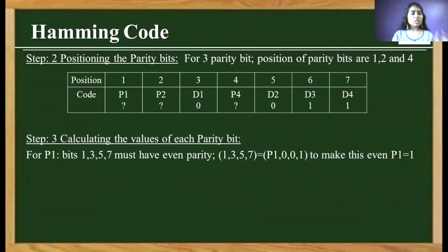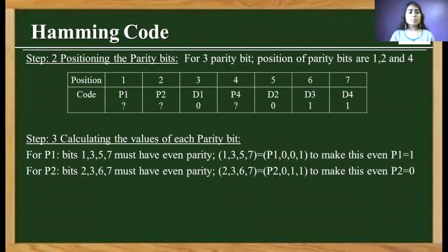Again, for P1, we have to consider the locations 1, 3, 5, 7, and these locations must be in even parity format. At position 1 we have the P1 bit, the third position has a 0 bit, the fifth position has a 0 bit and the seventh has a 1 bit. Now to make the number of ones even, we have to choose P1 equal to 1. So this is how we can calculate the value of P1.